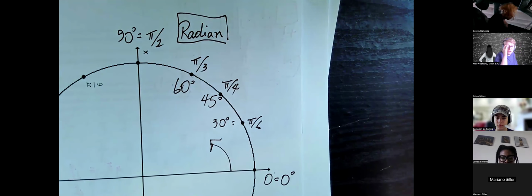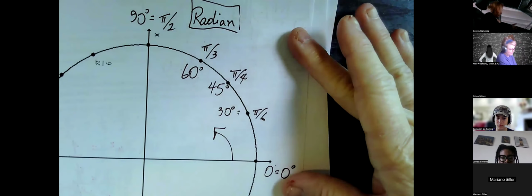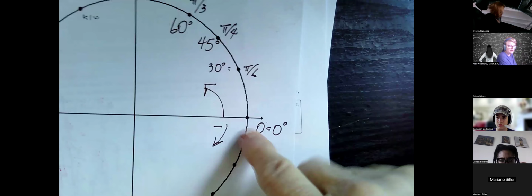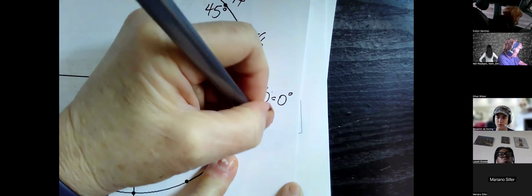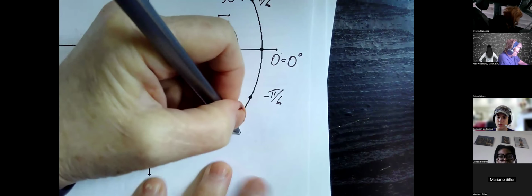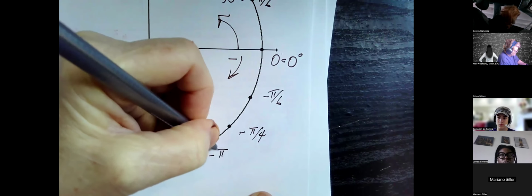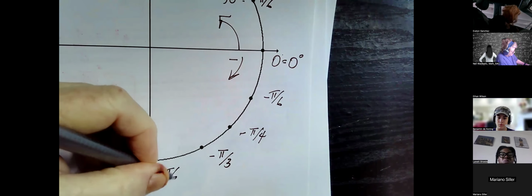This is where we're going to focus right now. But I will tell you that when we move in the negative direction, we're going to call moving clockwise, moving negatively, and the values can be measured negative pi over 6, negative pi over 4, and negative pi over 3. And this would be negative pi over 2.